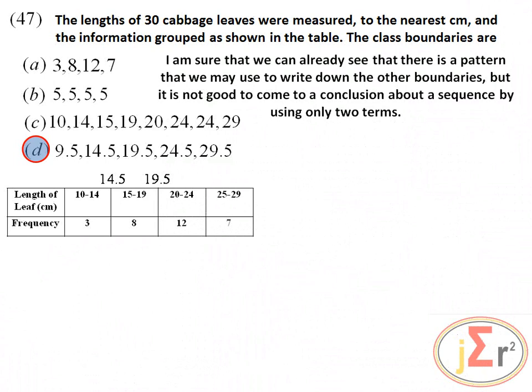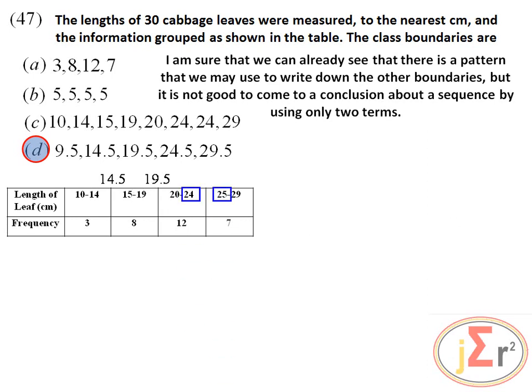But it is not good to come to a conclusion about a sequence by using only 2 terms. Well, we have 14.5, 19.5. We will just add another, because the difference between these two is 5. We'll just add another 5 to this, and we will get 24.5. But in mathematics, it is not usually a good idea to come to a conclusion based on only 2 terms of a sequence.